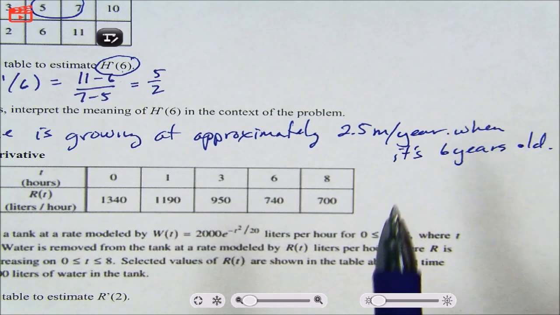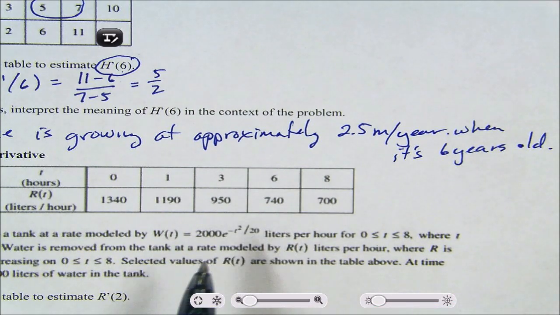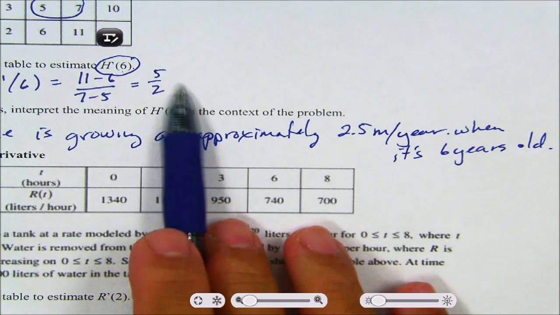So here's what would happen on the AP test. Because I didn't mention 6, I would have gotten the whole problem wrong. Yeah, these two are questions taken off the AP test.